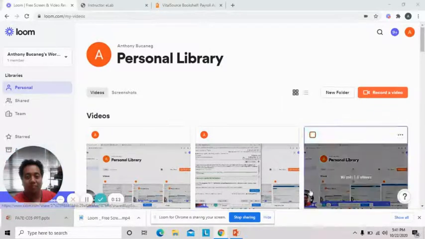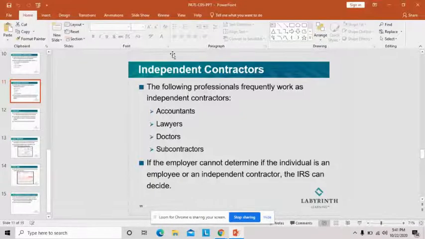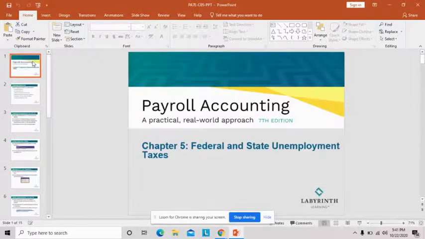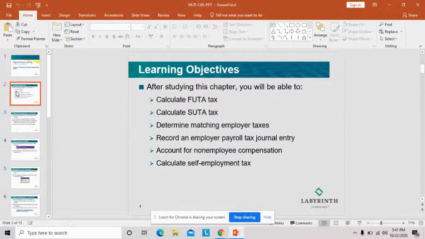Okay, so Chapter 5, as you already know, covers federal and state unemployment taxes. The learning objectives for this chapter include calculating the federal unemployment and state unemployment tax, determining matching employer taxes, recording an employer tax journal entry, accounting for non-employee compensation, and calculating the self-employment tax.